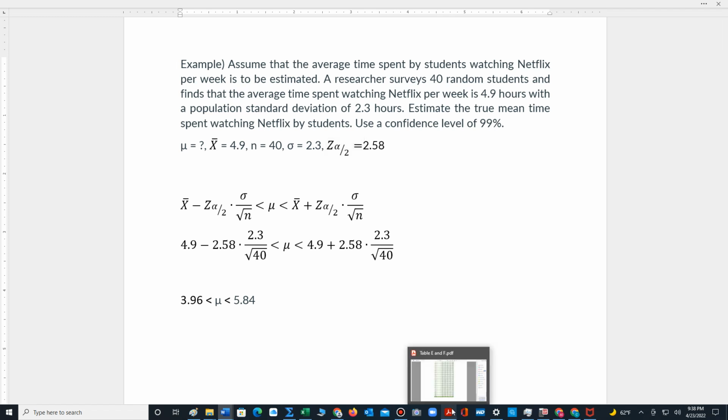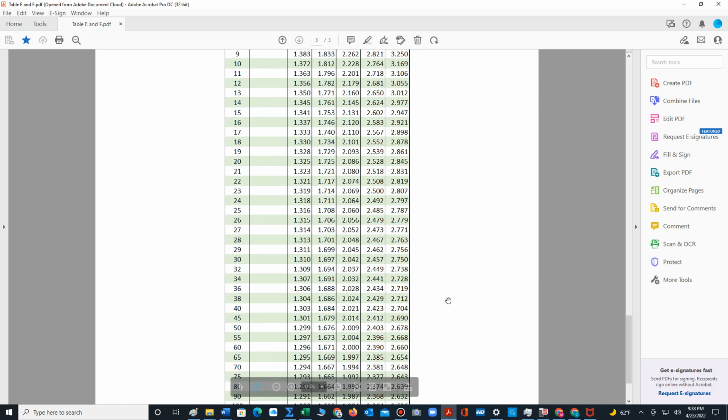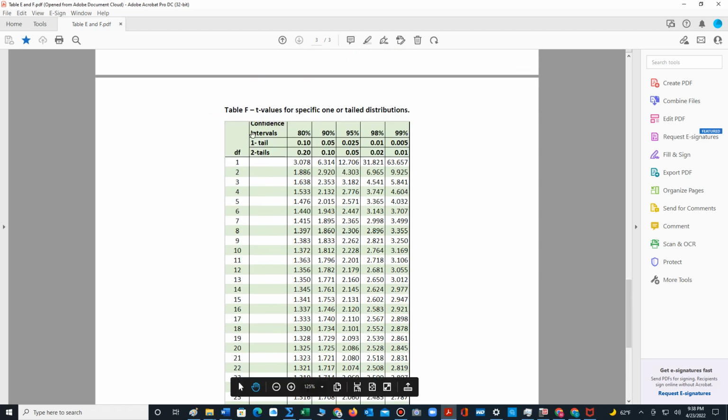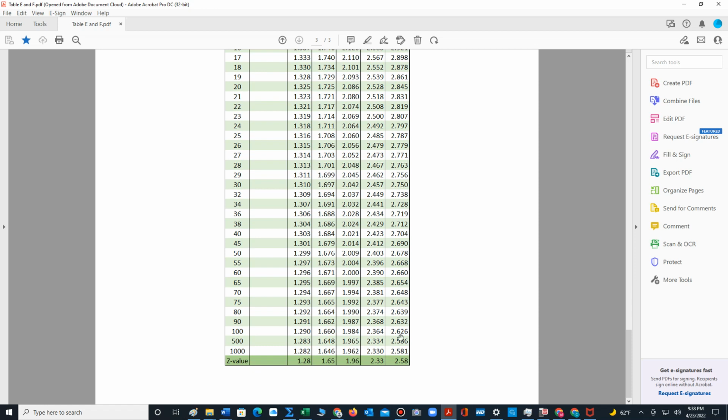To locate the z-value, we turn to table F. In the very first row, we're looking at confidence intervals. We search for 99% and scroll down until we find the z-value. It's 2.58. All of these other values are called t-values. We don't need to use t-values. We need to focus on the z-value.